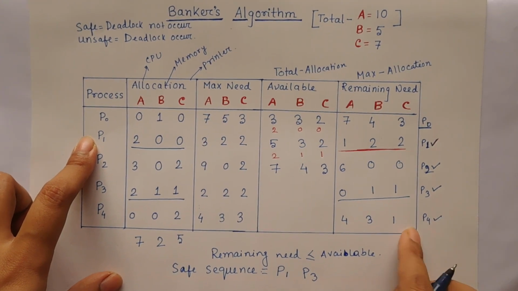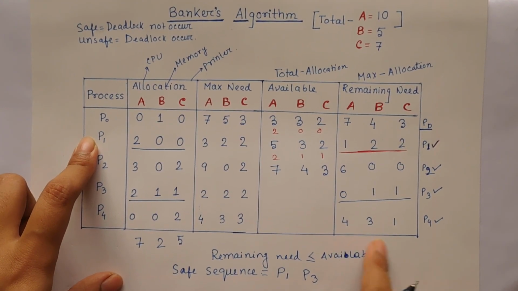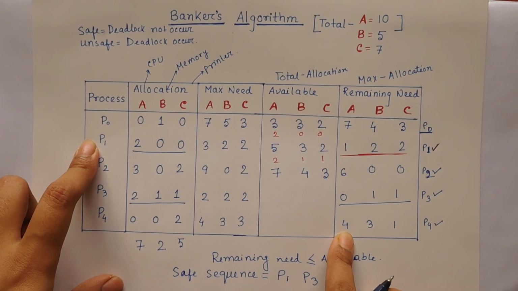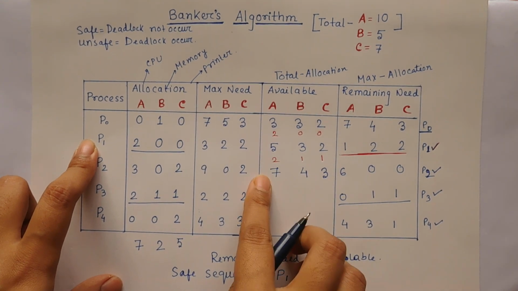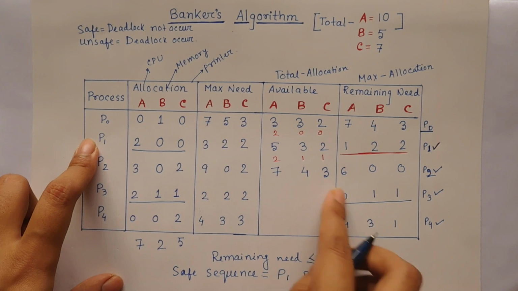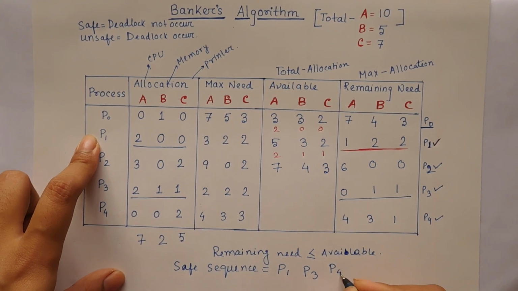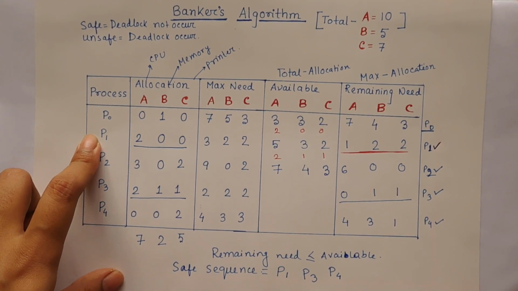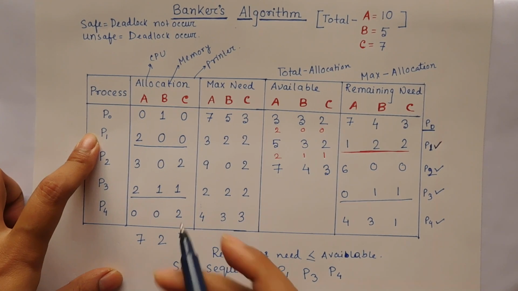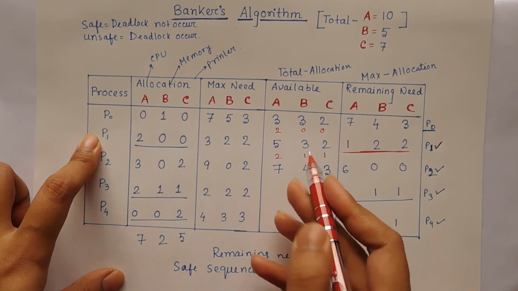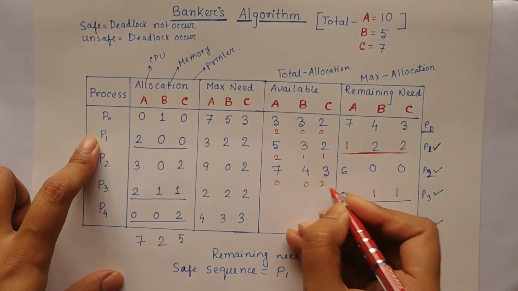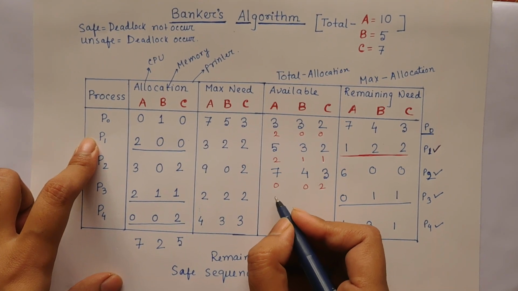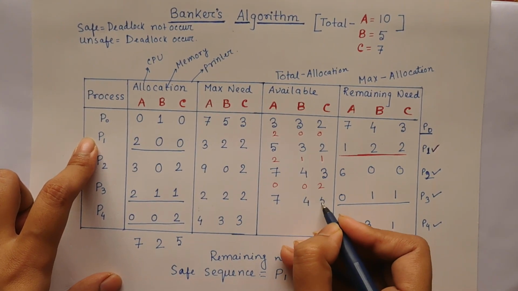Now we consider the next process, that is P4. The need of P4 is 4 3 and 3, and the remaining need is less than the available resources, so it is also granted. So P4 is next in the sequence, and it releases its resources after execution. So 0 0 2 is also available now. So the current available resources are 7 4 and 5.